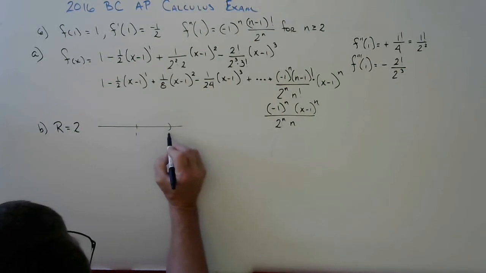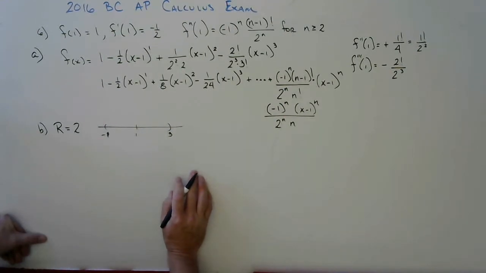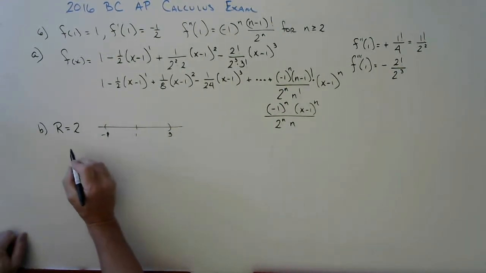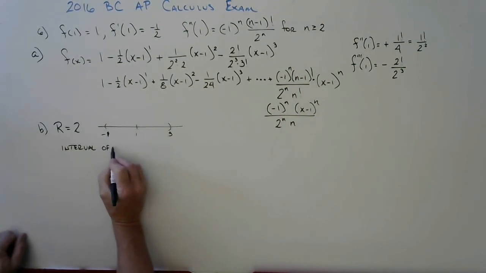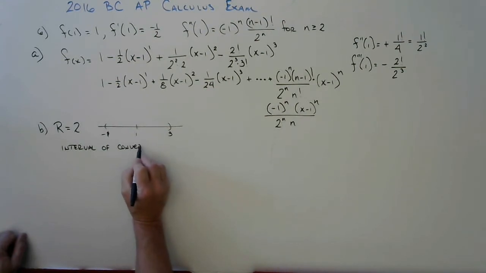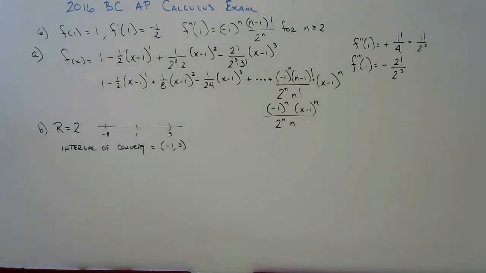So if we go 2 here, we get 3. If we go 2 here, we get -1. So right now, we know our interval of convergence for sure is -1 to 3, open on each end. But we have to check the endpoints, don't we? We have to check the endpoints to see if we have a closed interval. And so what we're hoping, of course, is that when we plug in the endpoints, we end up with some kind of nice series that we can work with really quickly.